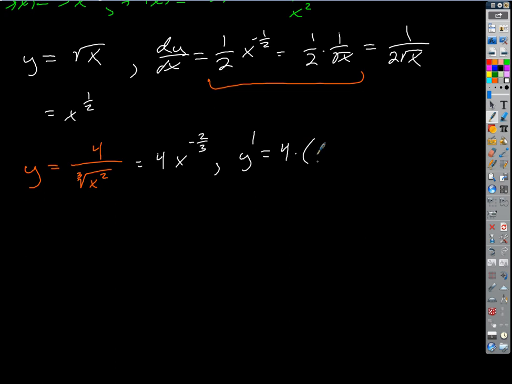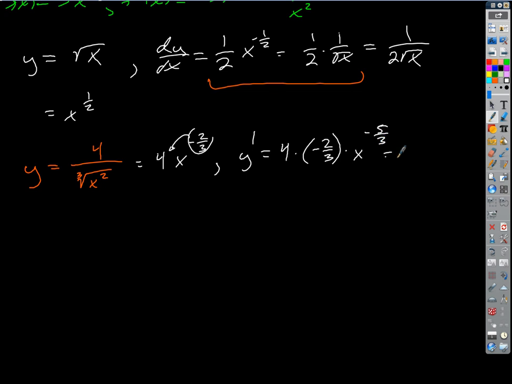4 times, okay, good, I heard negative 8/3, so 4 times whatever the exponent is, that's going to come down front, times x to what power? What's negative 2/3 minus 1? Negative 5/3, isn't it, right? Negative 2/3 minus 3/3, minus 1 would be negative 5/3.